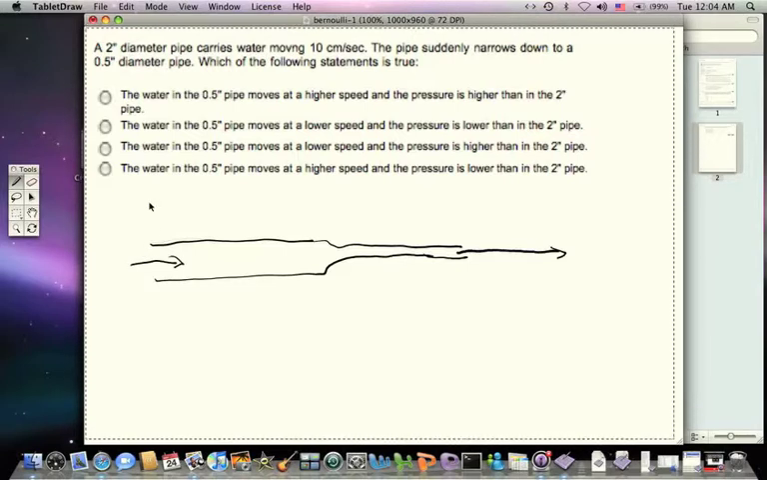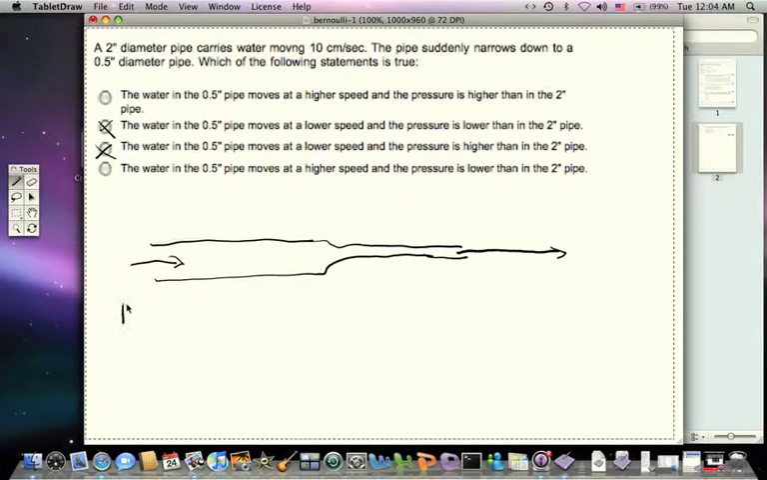So that allows you to eliminate it. In the 1/2-inch pipe, the water moves at a higher speed, and so that allows you to eliminate the two possibilities where they're at a lower speed. So the question is, well, what happens to the pressure? And this is where Bernoulli's equation comes in.